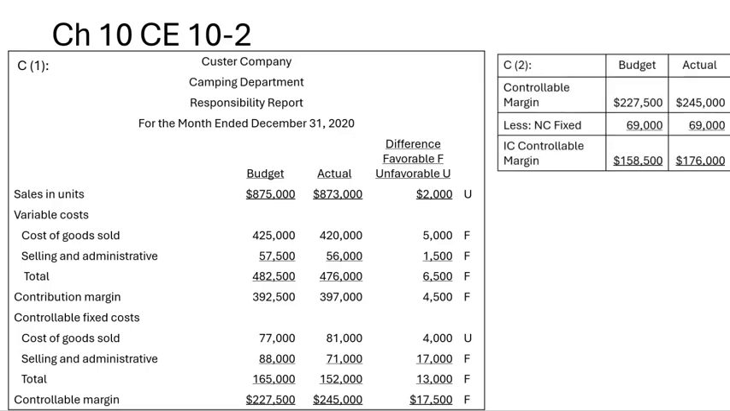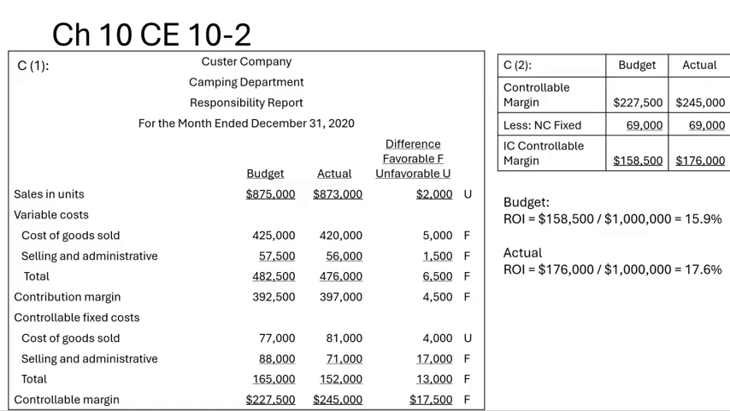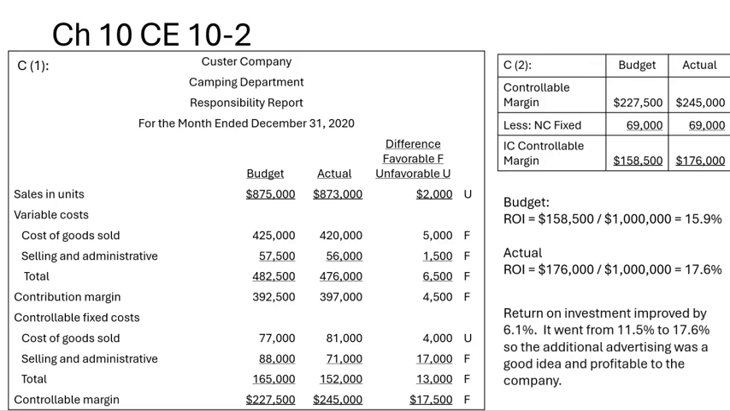Now, if we go to investment center level, we're going to subtract our non-controllable fixed costs, $69,000 in both budget and actual, and we have our investment center controllable margins. Then we can calculate our return on investment. ROI budgeted goes to 15.9%, actual 17.6%. And the return on investment improved 6.1%. It went from 11.5% in the old version to 17.6%. So the additional advertising was a good idea and profitable to the company.